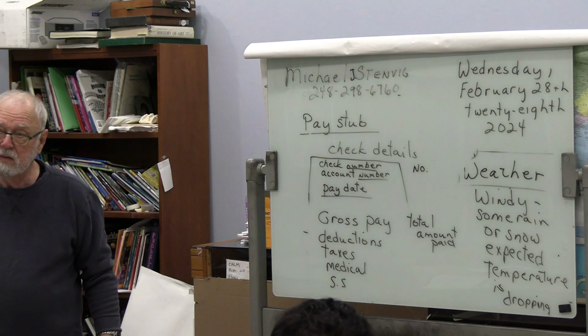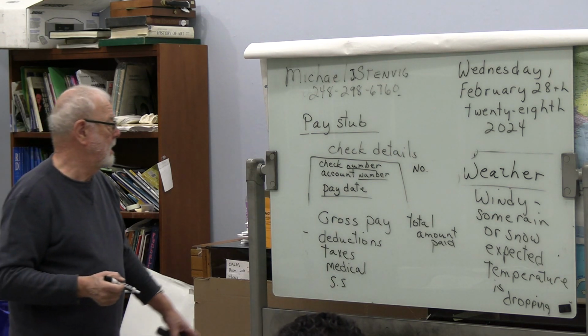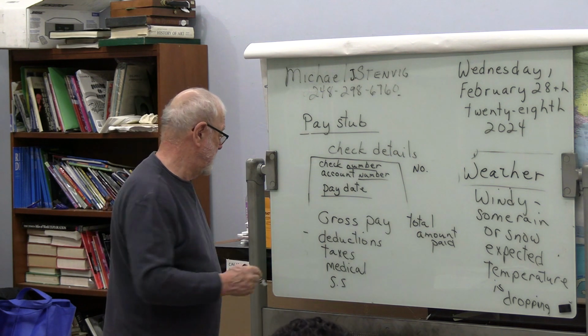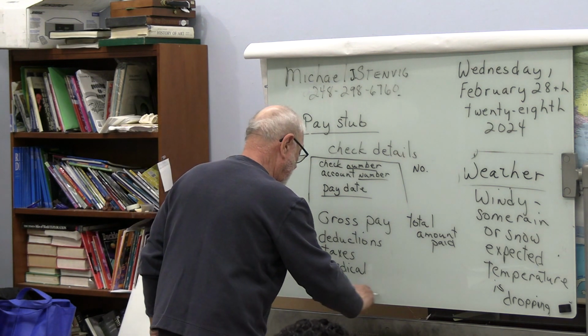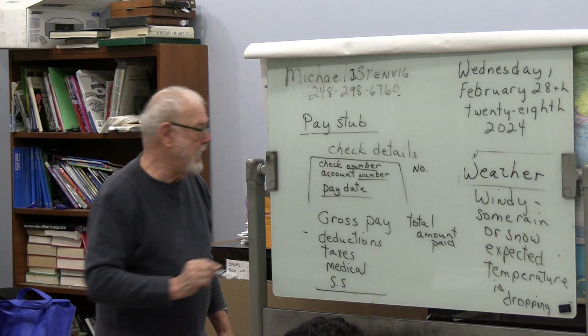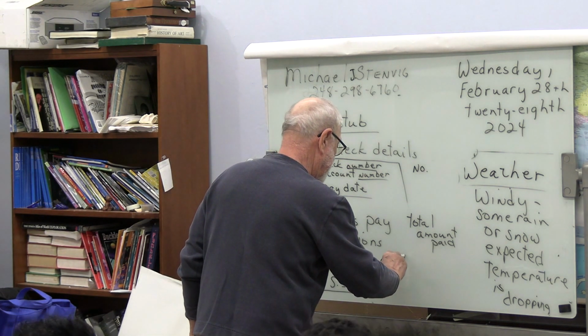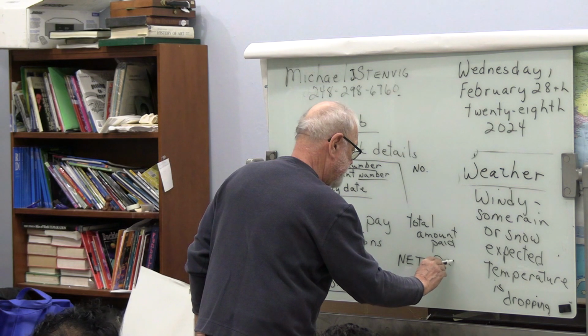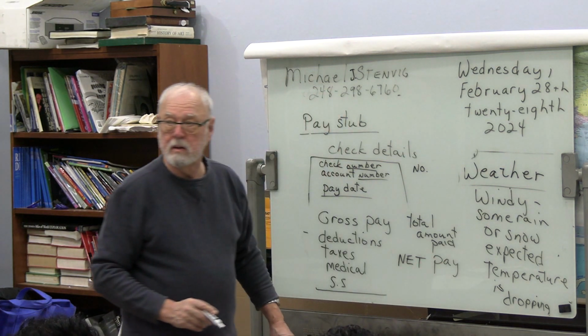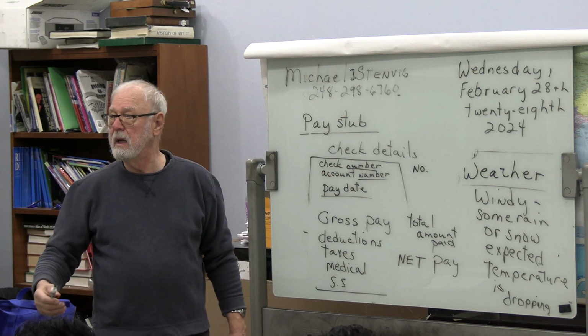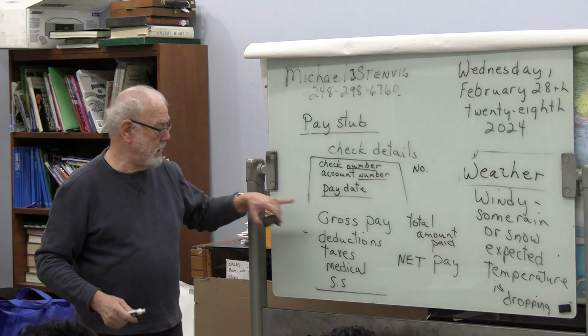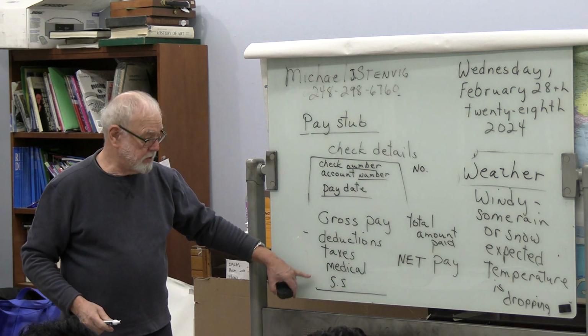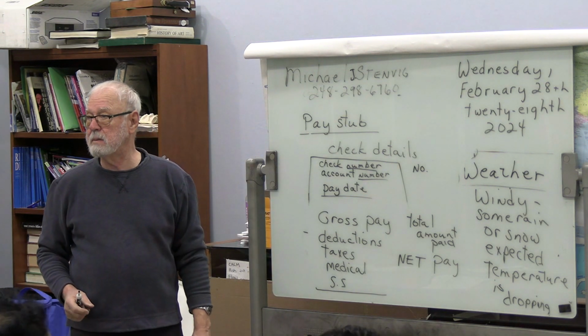Then the check amount that you get is called the what? Net pay. Very good. You guys are on top of it. Net pay. Okay. Gross pay minus deductions leads to net pay.